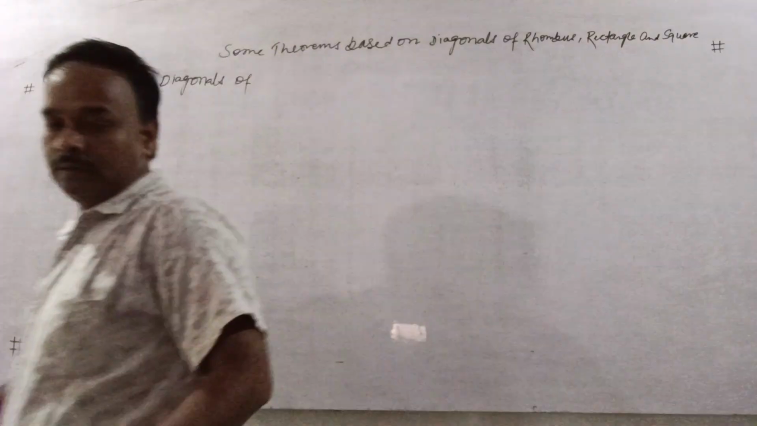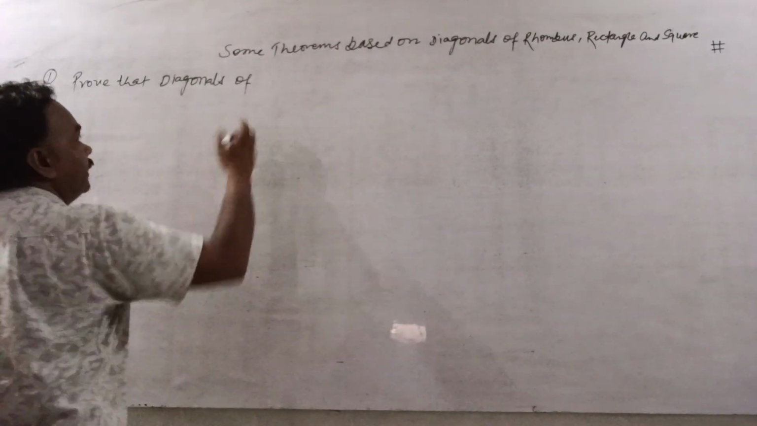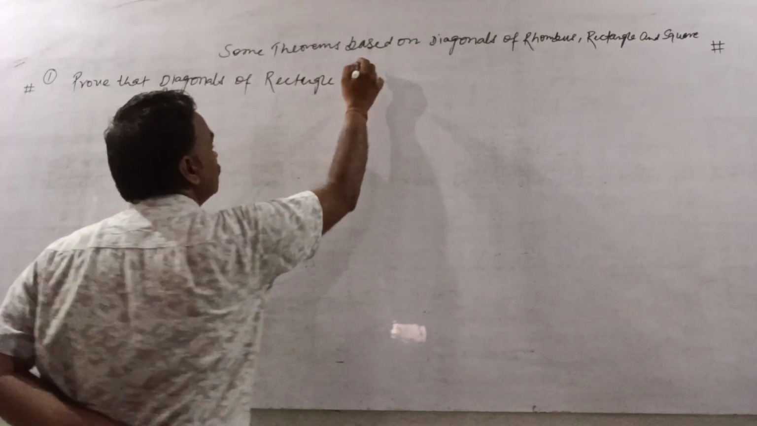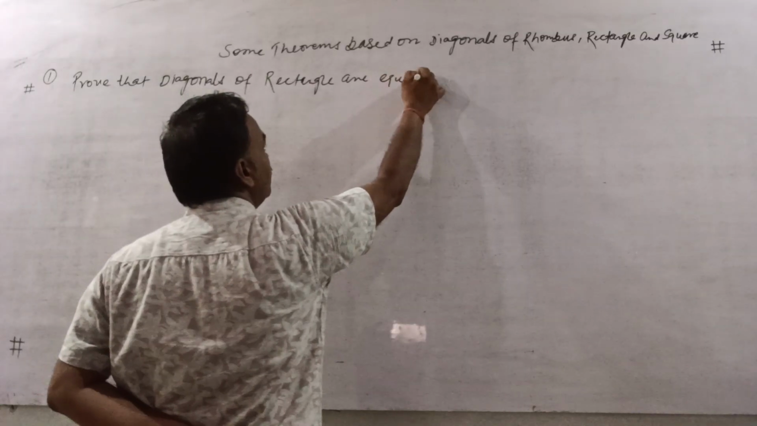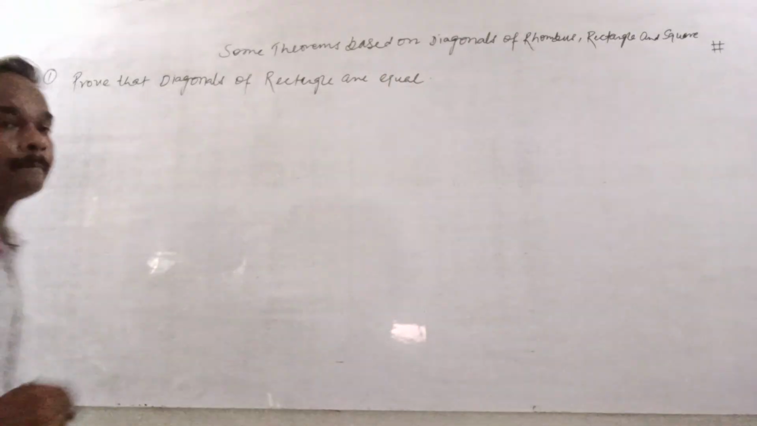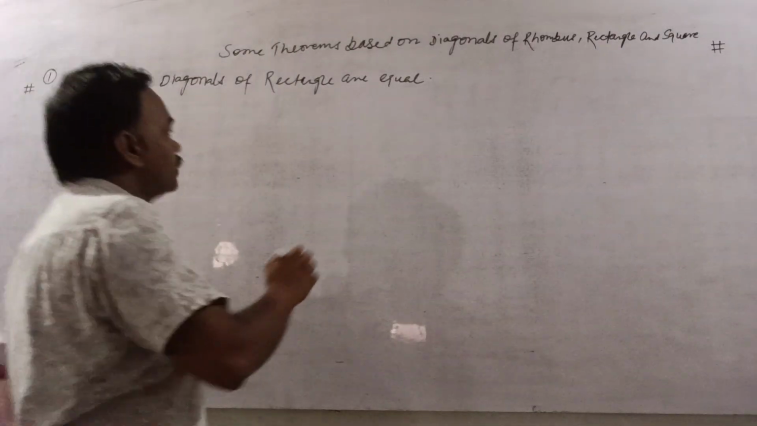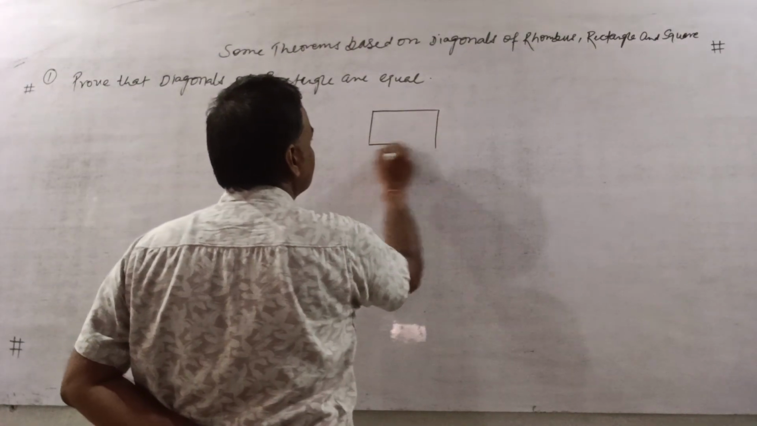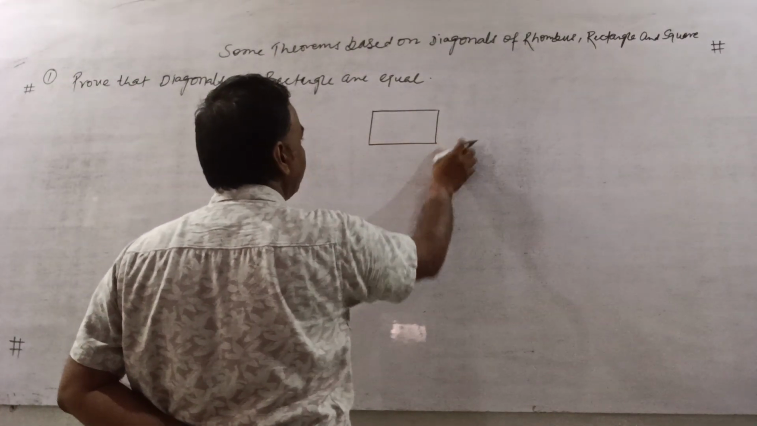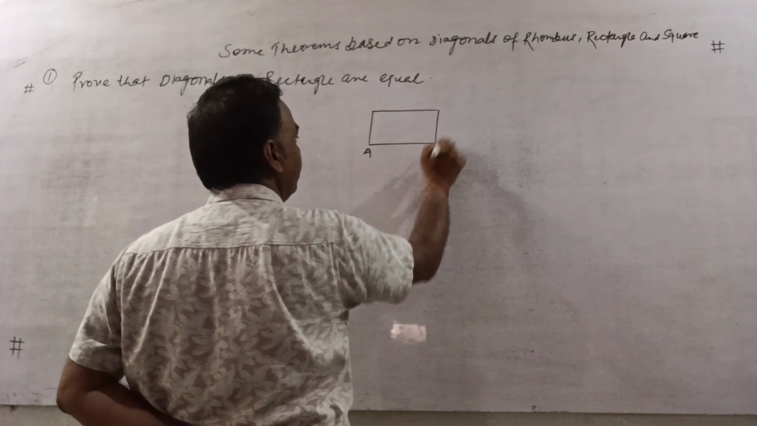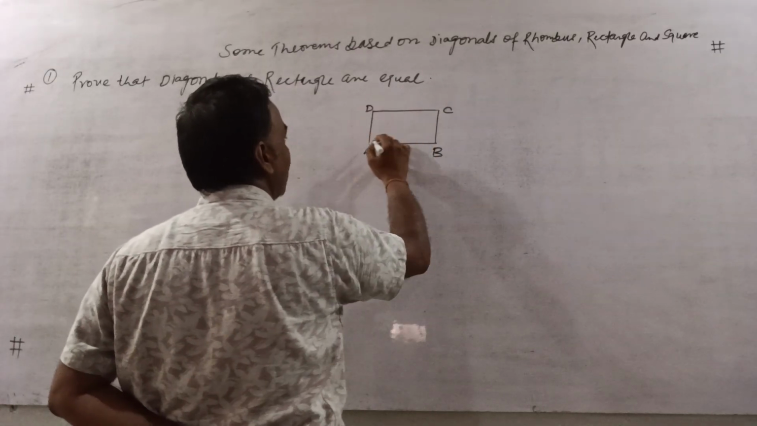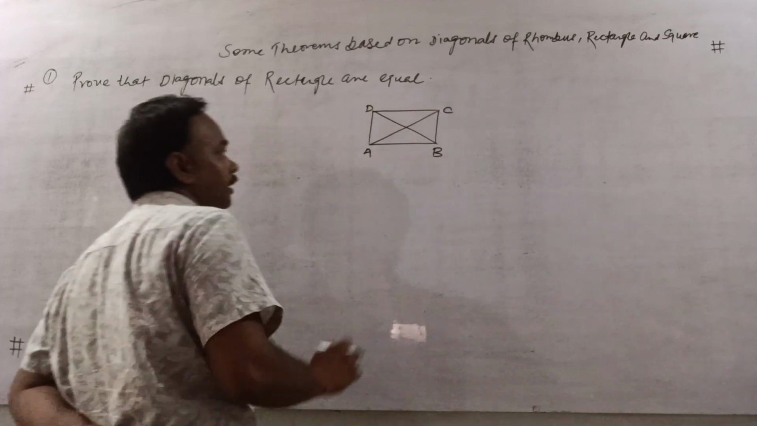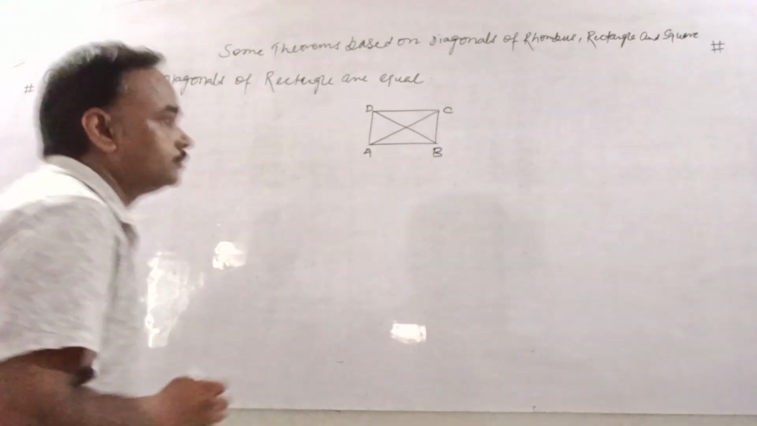Second theorem we will see: prove that diagonals of a rectangle are equal. So first of all, make a rectangle. Rectangle ABCD, whose diagonals are AC and BD.